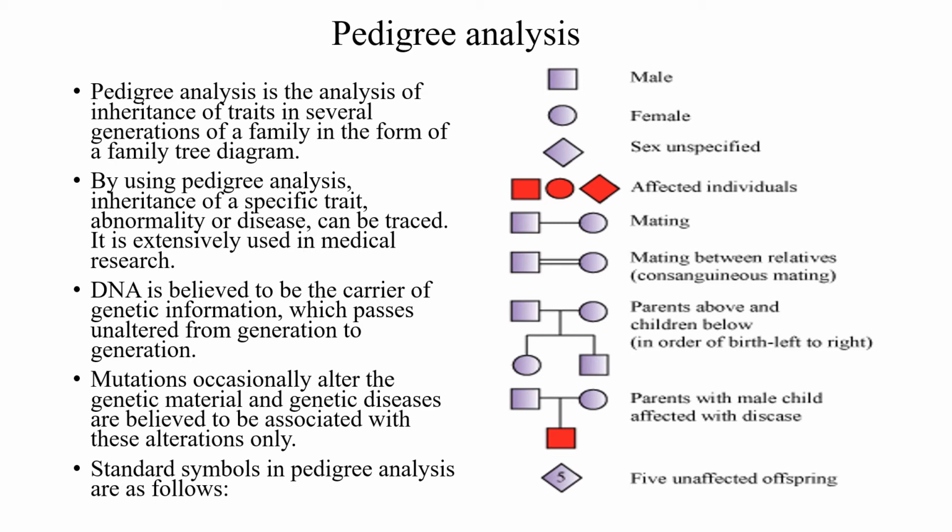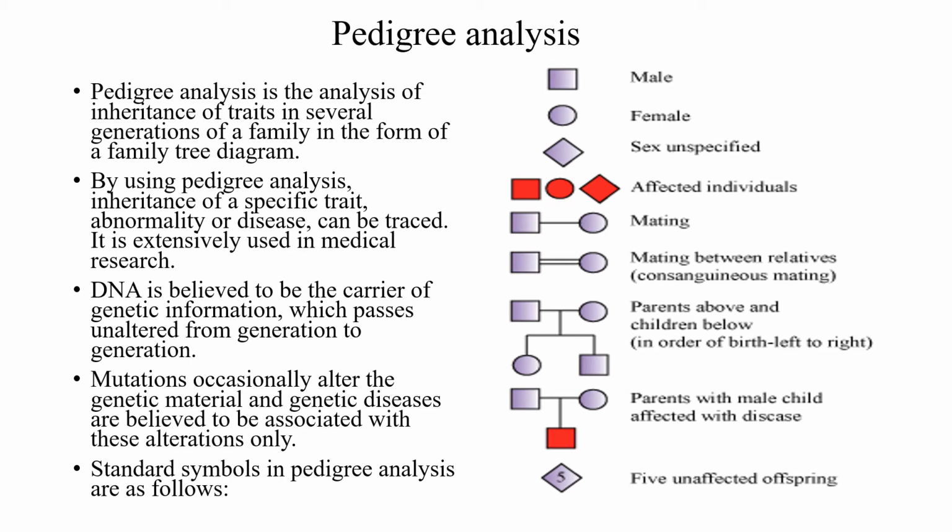DNA is believed to be the carrier of genetic information which passes unaltered from generation to generation. Mutations occasionally alter the genetic material, and genetic diseases are believed to be associated with these alterations. Because of alterations only, genetic materials are changed, so diseases occur.